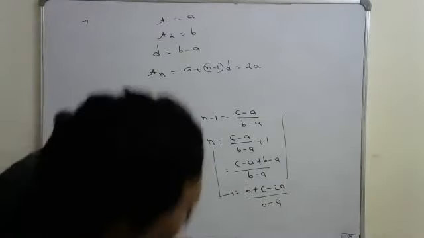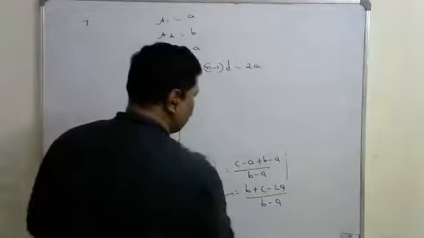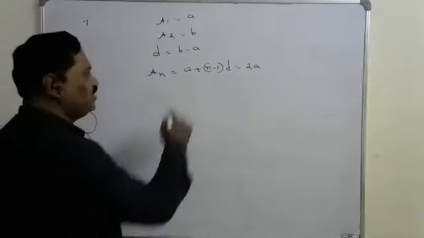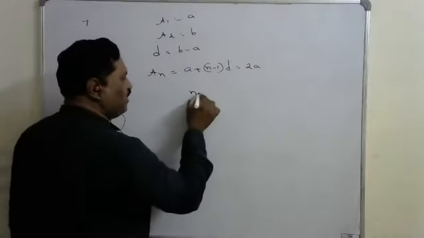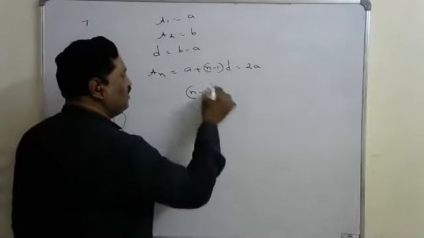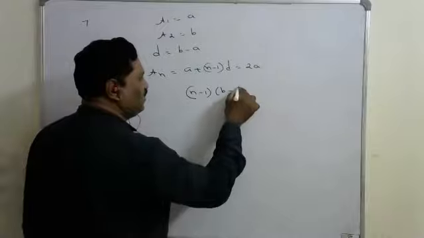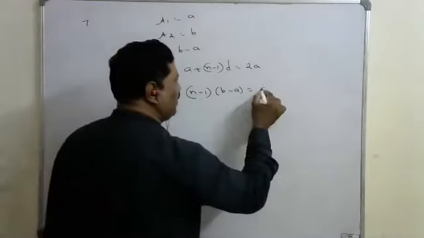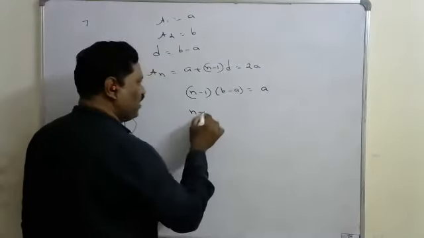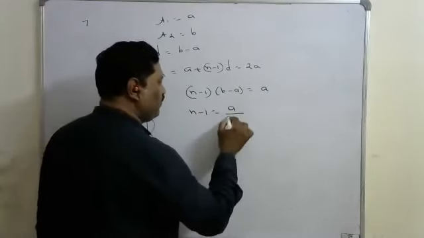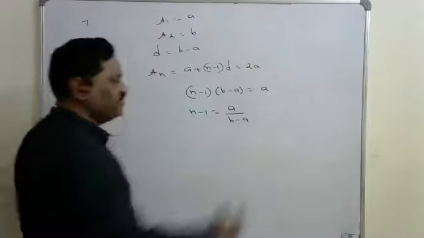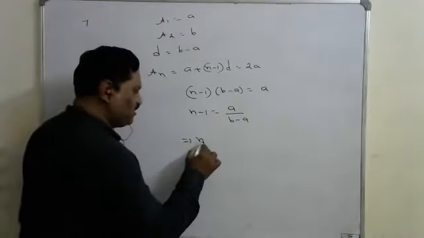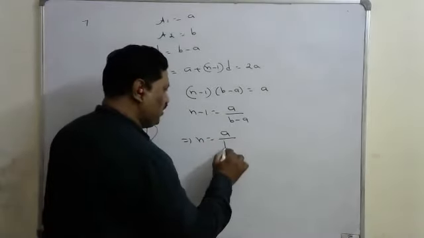Then how many terms will be there in the sequence? From this we have to find the value of n. Sending this A to the other side: n minus 1 into D, where D is B minus A, is equal to 2A minus A, which is A. So n minus 1 is equal to A upon B minus A, and from this we find the value of n. Therefore n is equal to A upon B minus A.